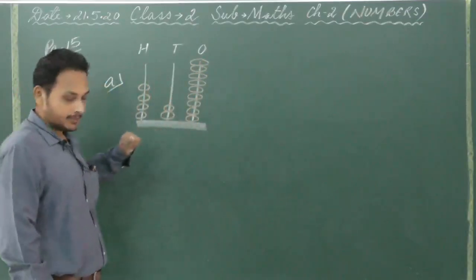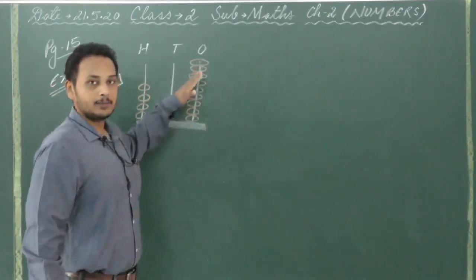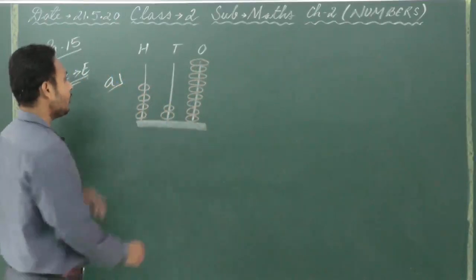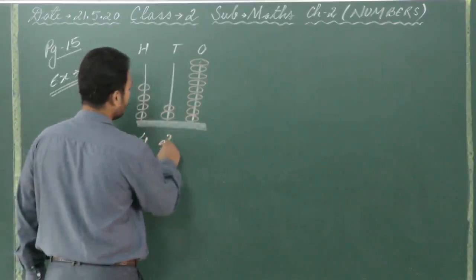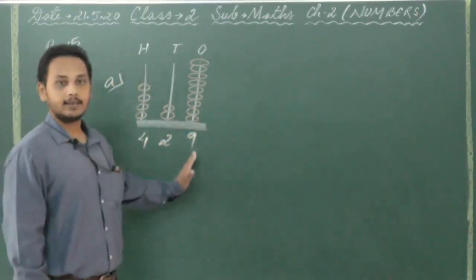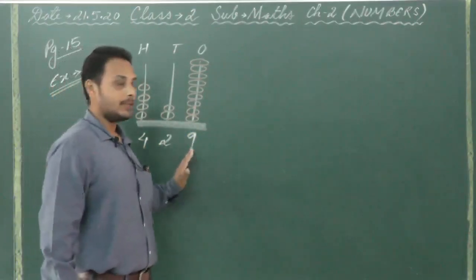Now what you have to do is write the numbers that are representing these circles. Now the first one is, how many circles? 4. So you're going to write 4. The second is 2. And the third is 9. So 429. Okay, this is how exercise E is.